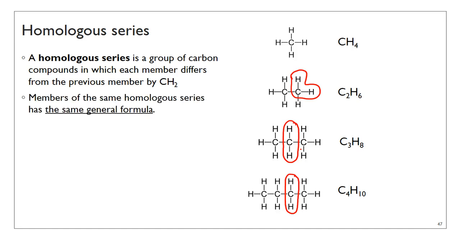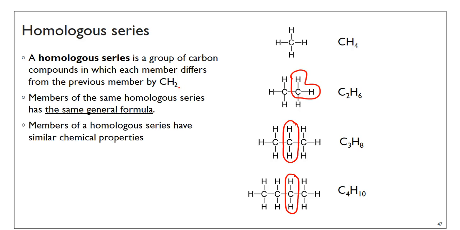The second feature of a homologous series is that members of the same series will have the same general formula. We're going to talk about the general formulas in a second, so for now, just know that they have the same general formula. The reason for that is because the only difference between them is CH2, so you should be able to generalize it. The third feature is that they have similar chemical properties.